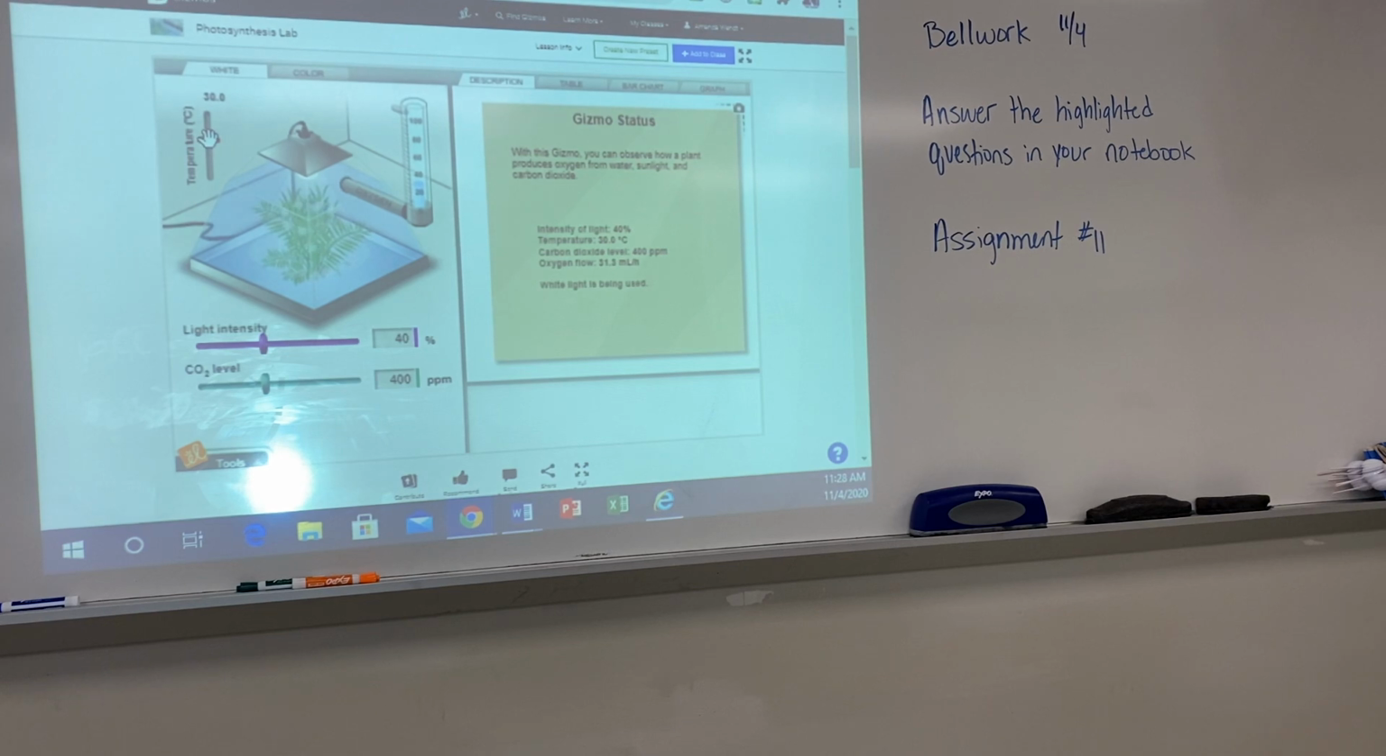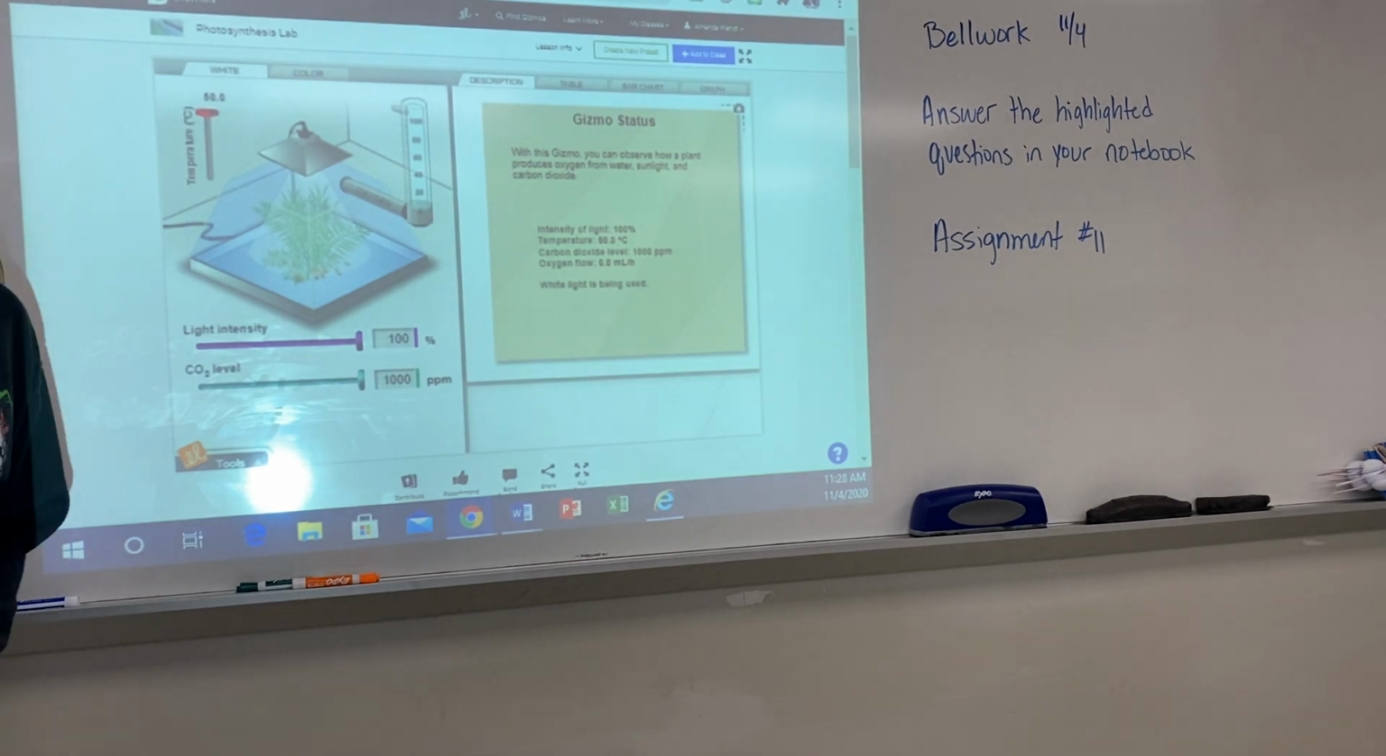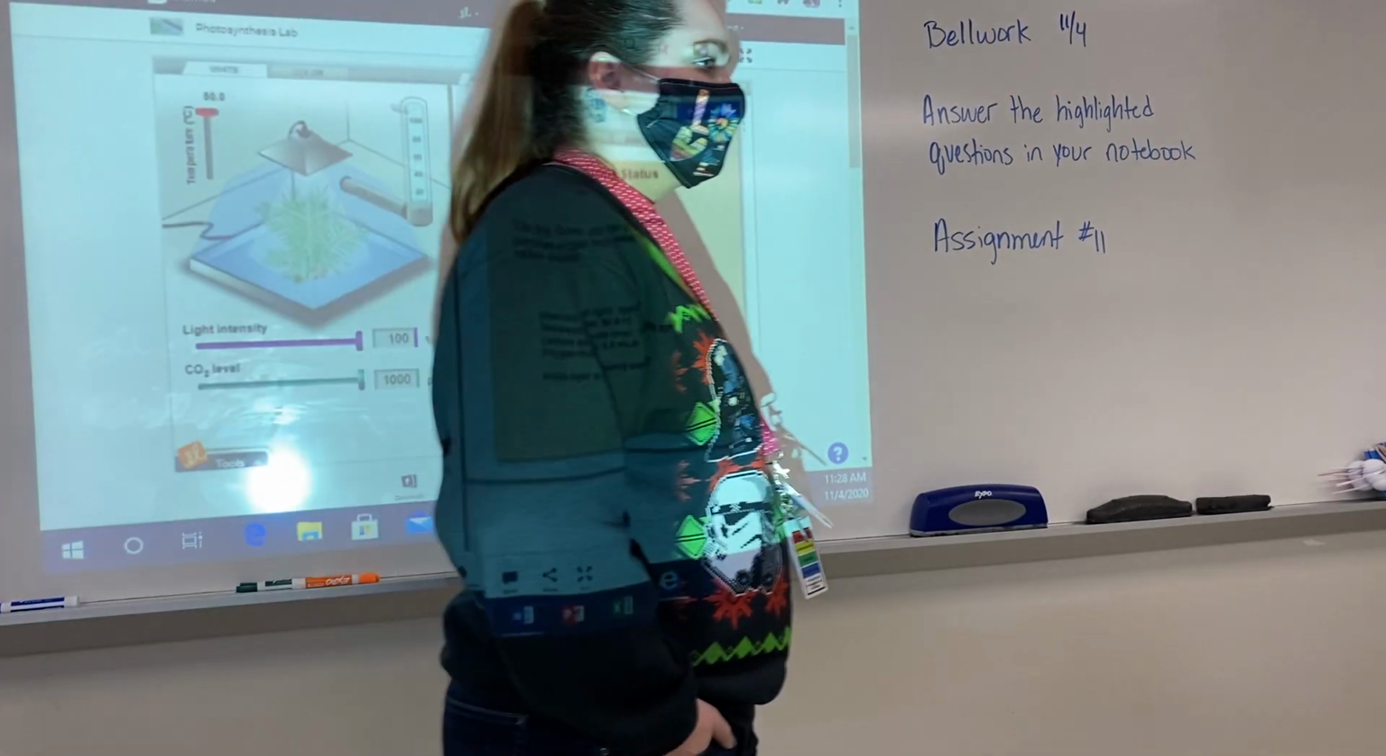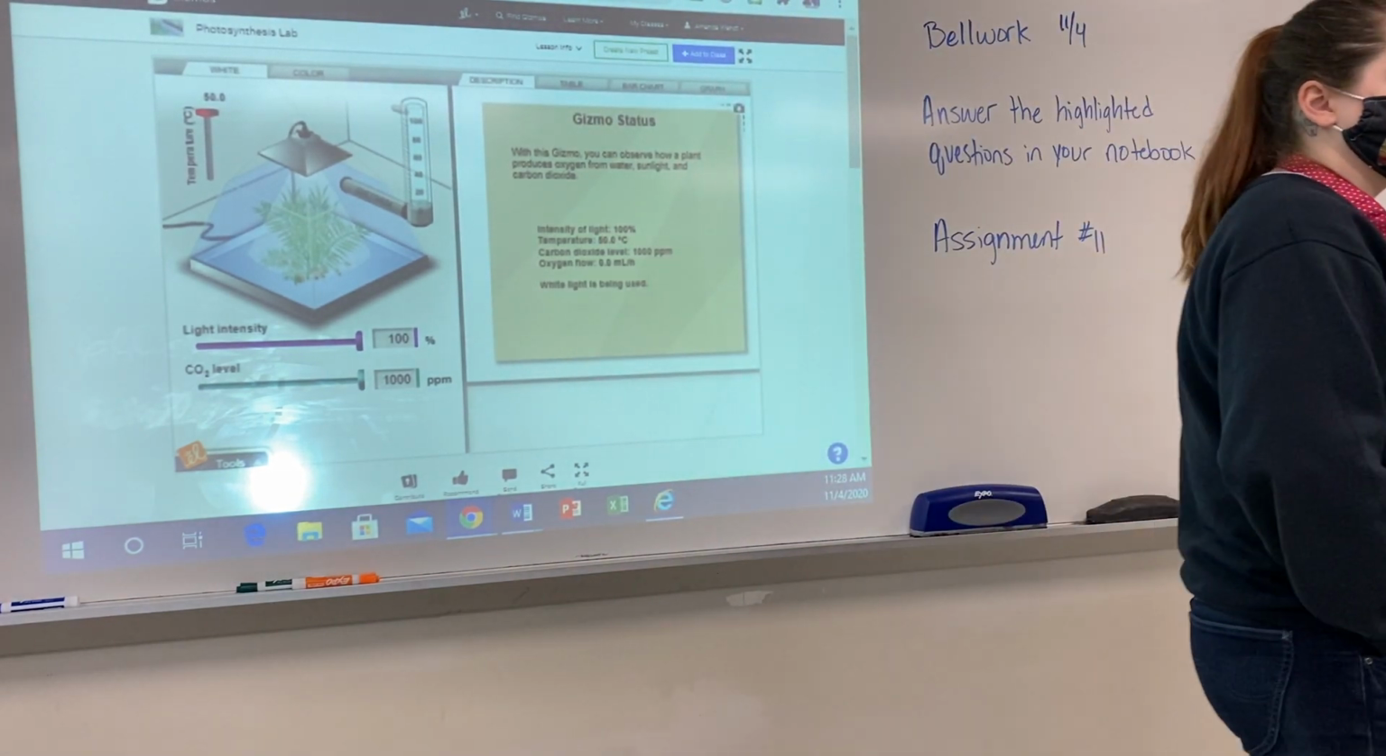So our first scenario, we're going to crank up every one of our indicators. So what is happening to our plant? What's happening to our oxygen production? It's not there. So our plant is not doing well. So on your notebook, write down your results.